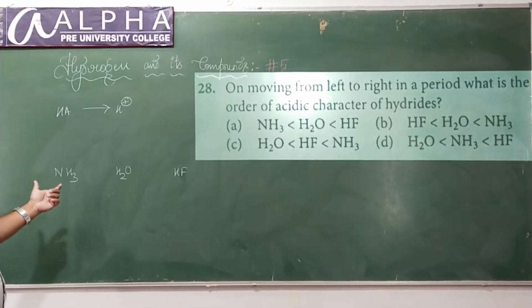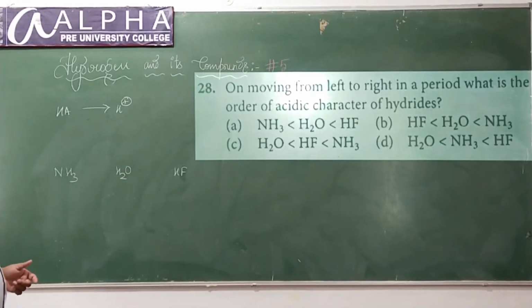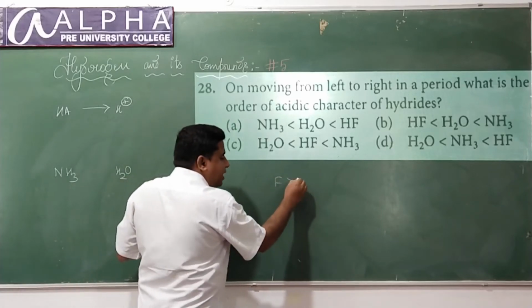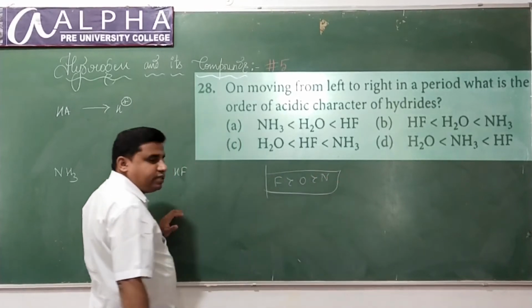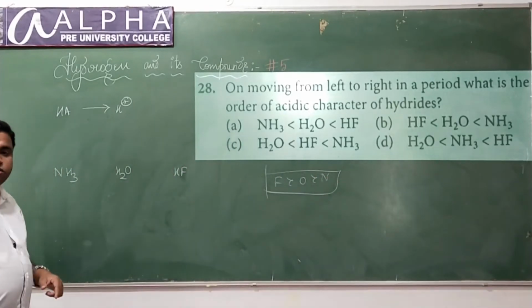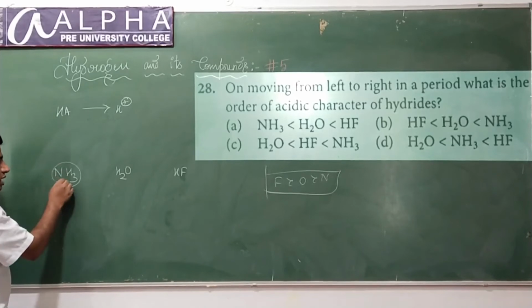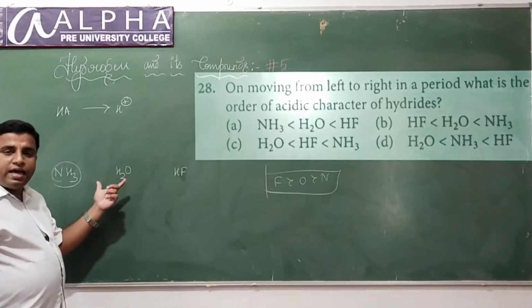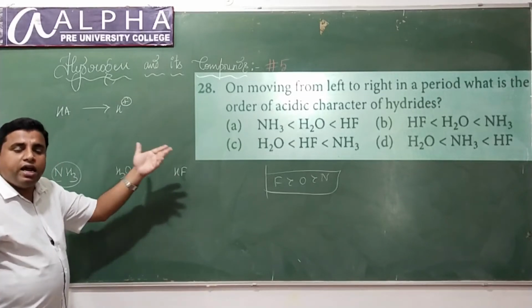So I have ammonia, water, and hydrogen fluoride. What is the order of electronegativity here? Fluorine is more electronegative than oxygen, and oxygen is more electronegative than nitrogen. Now, if I have to call ammonia an acid, it should donate H plus ion. If I have to call water an acid, it should donate H plus ion. If I have to call hydrogen fluoride an acid, it should donate H plus ion.